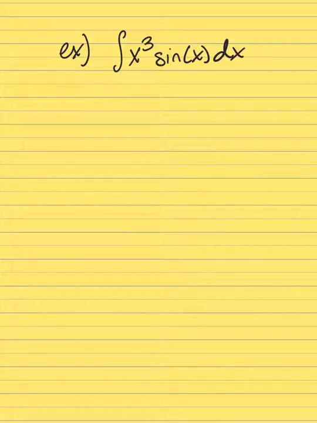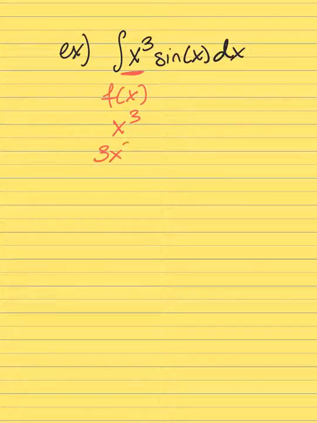This is one where I do by tabular. Reason why? This x cubed, that would be my f of x. I can take the derivative of x cubed all the way until it hits 0. And that's the hint there. You have to be able to take the derivative of something until it becomes 0. So the derivative of x cubed is 3x squared. Derivative of 3x squared is 6x. Derivative of 6x is 6. And finally, the derivative of 6 is 0. So I stop right there.